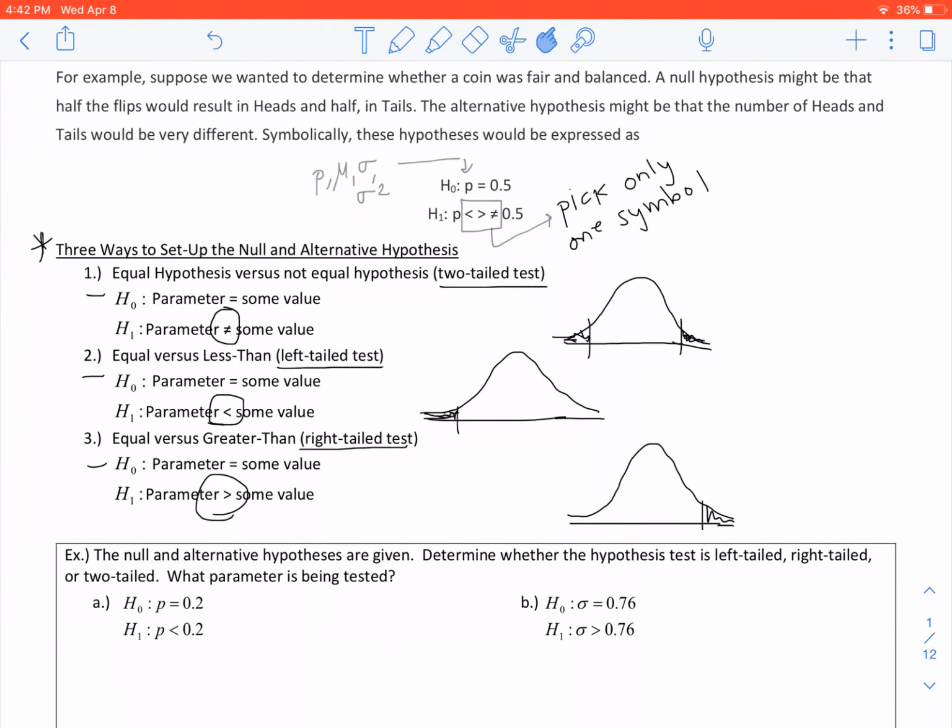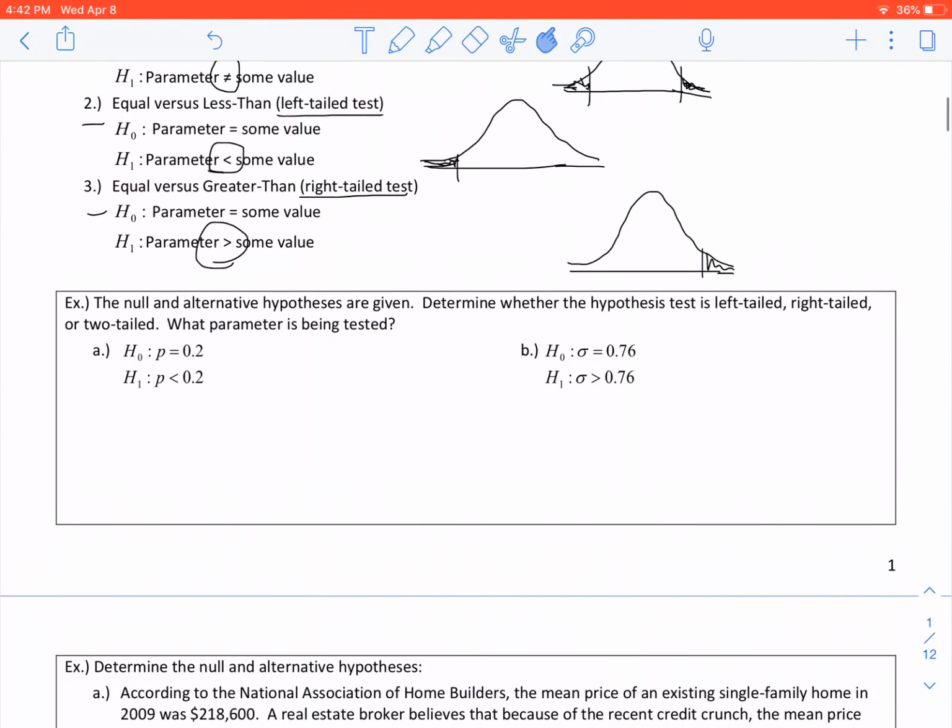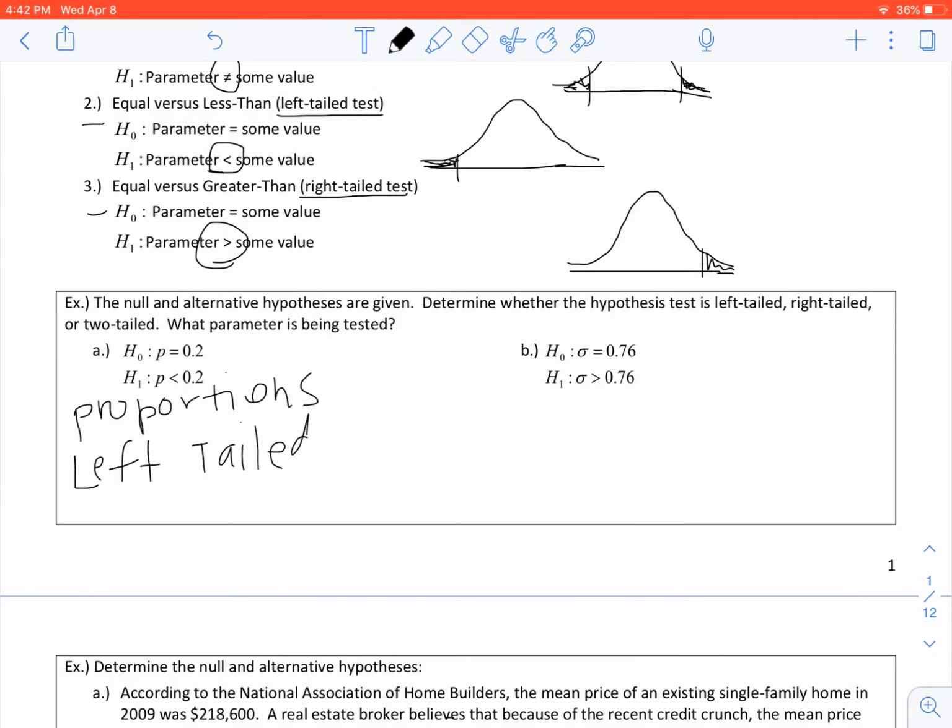The example right below says, the null and alternative hypotheses are given. Determine whether the hypothesis test is left-tailed, right-tailed, or two-tailed, and then what parameter is being tested. So for the first one, the parameter that we have is proportions, because that's a P in there. And we do have a less than symbol in here, which is our left-tailed test. For B, we have sigma, and sigma stands for the standard deviation. And then we have an equal sign for our null, and that's the same for both of them. And for this one, we have a greater than symbol, which is going to be a right-tailed test.